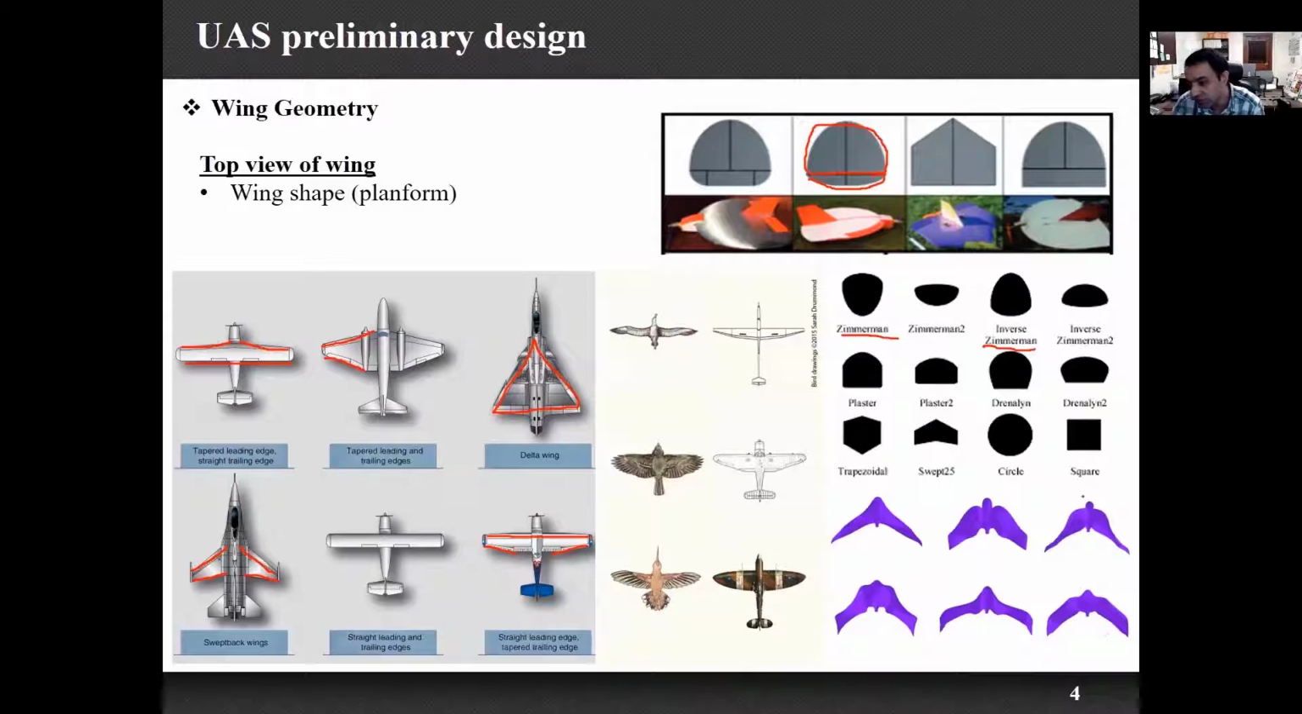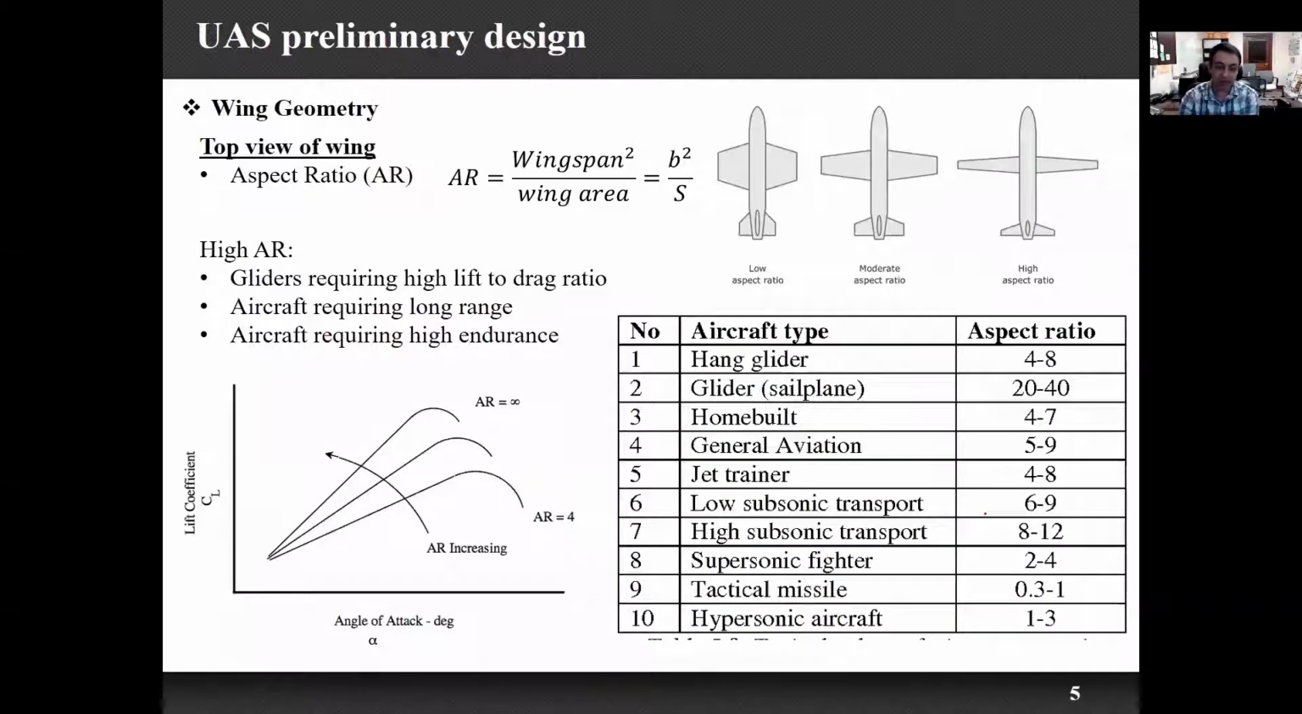These are some unconventional wing shapes that have been inspired by birds. We can see how we can make new wing shapes based on the characteristics that we want, or the efficiency that we need our drones to have. So this was wing shape. Now the second parameter that we talked about was aspect ratio.